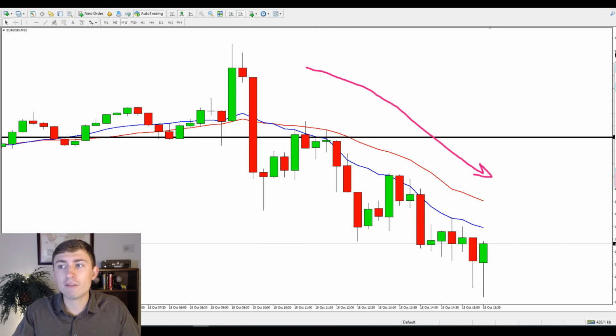So how do we get a significant pullback? Well, for me, that means taking a look at structure. Now we have this zone that I've just identified here, right? That support zone held here, it held here, and it held here. Price significantly broke through that zone right here. And so on a retest of that zone, this could be a good opportunity to look for a short opportunity.